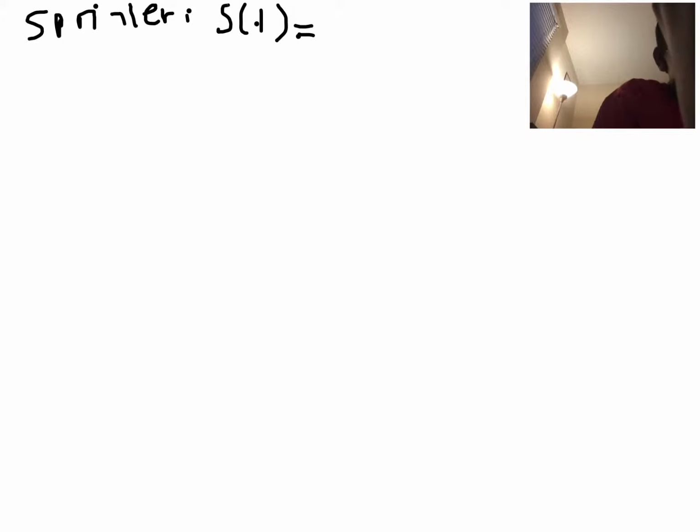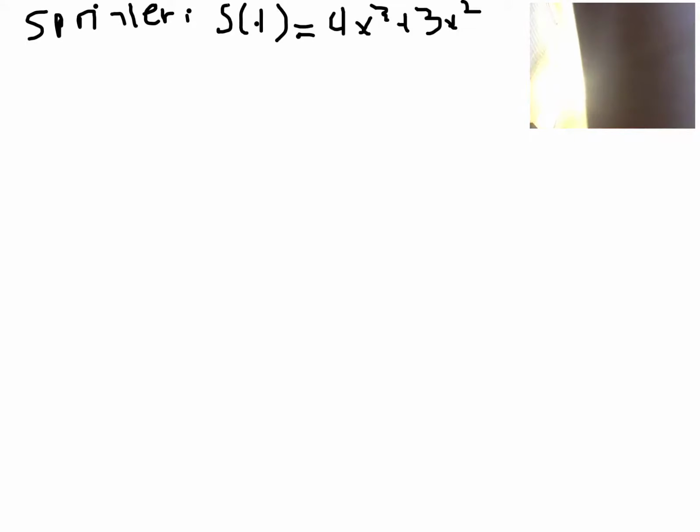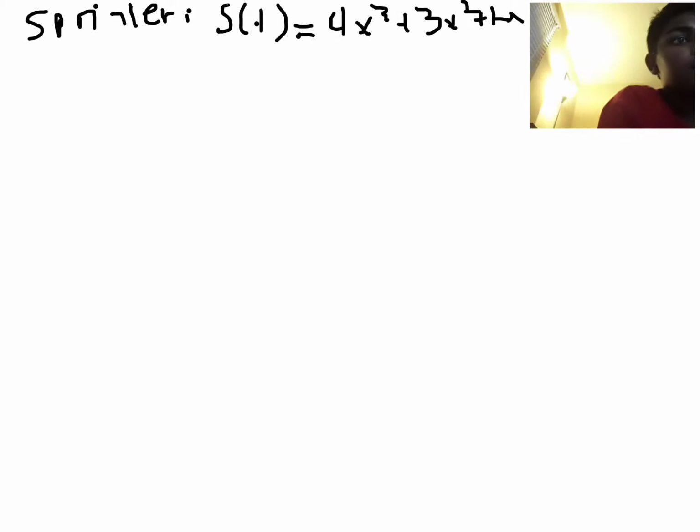Moving on. Here we have a problem that uses rates of change. We have a sprinter whose position is given by the function s of t is equal to 4t cubed plus 3t squared plus 2t. The problem is to find his velocity and acceleration functions and find his velocity and acceleration after 3 seconds.